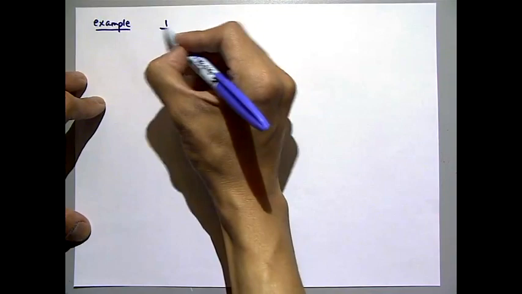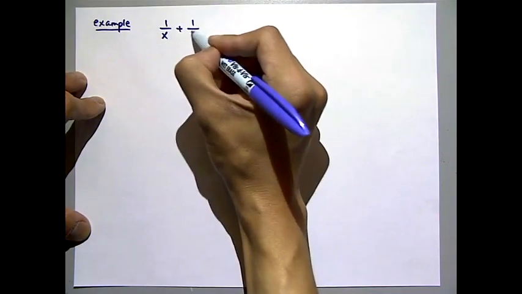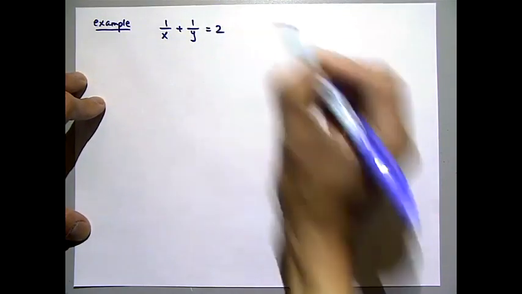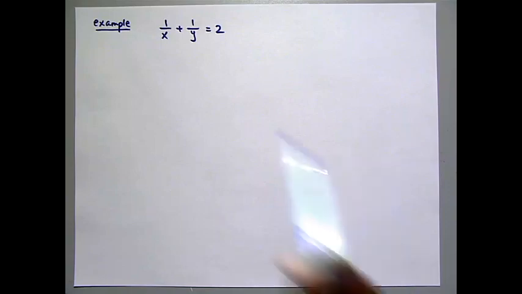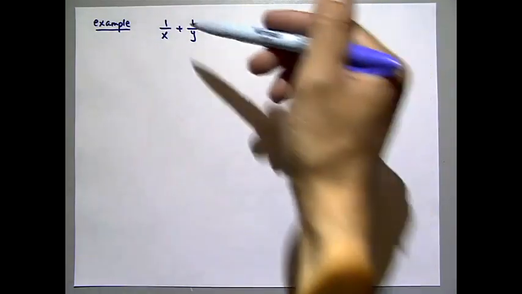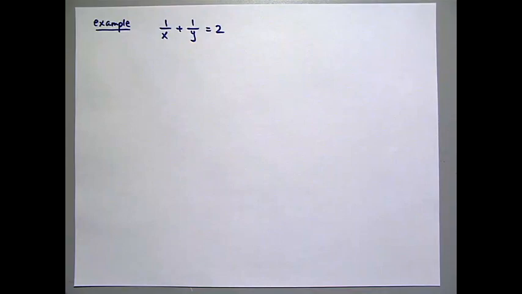Try this one. One over x plus 1 over y is equal to 2. Okay, it's implicitly defined. Y is not on its own side, and y doesn't show up in a convenient way. But it doesn't matter.